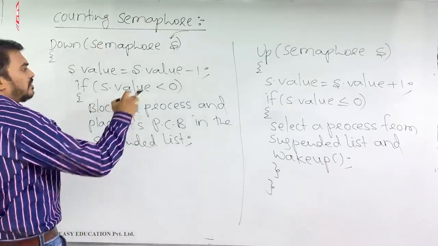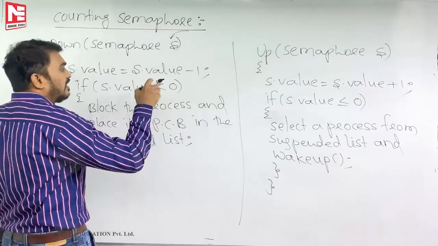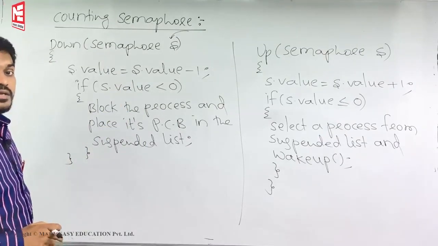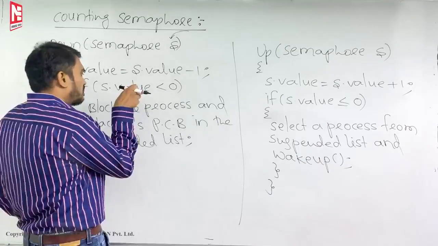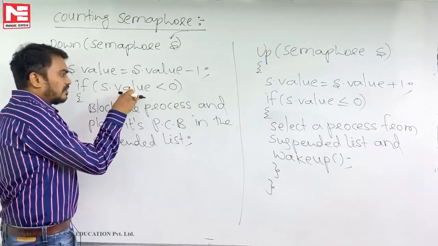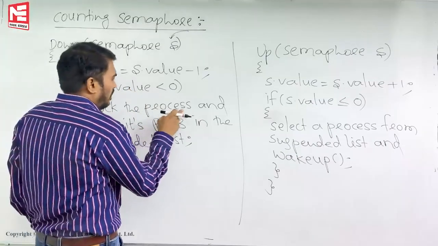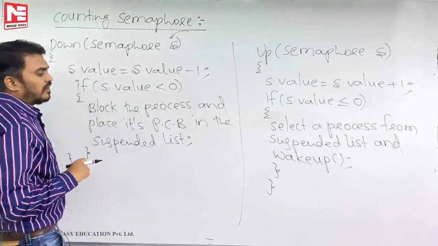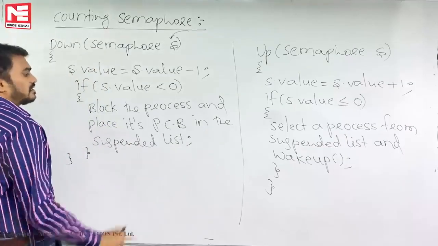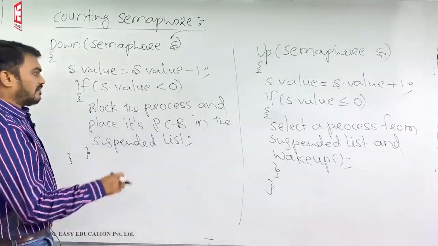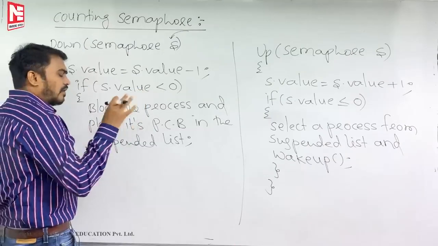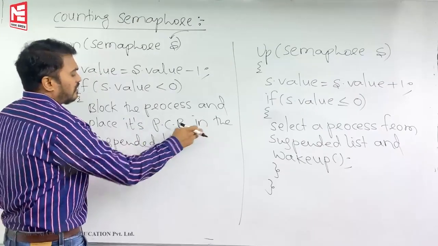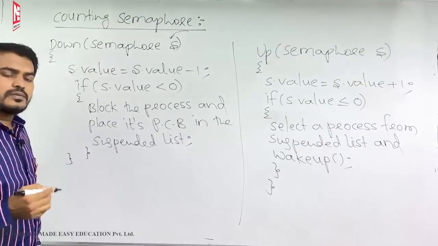After decrementing the semaphore value, you are checking whether the semaphore value is less than 0. Less than 0 means what? Negative value. So if this is true, listen here, then what you are doing is: block the process and place its PCB, PCB means process control block, in the suspended list. So if this condition is true, then we are simply blocking the process and placing its PCB in the suspended list. It means we are simply going to suspend the process.